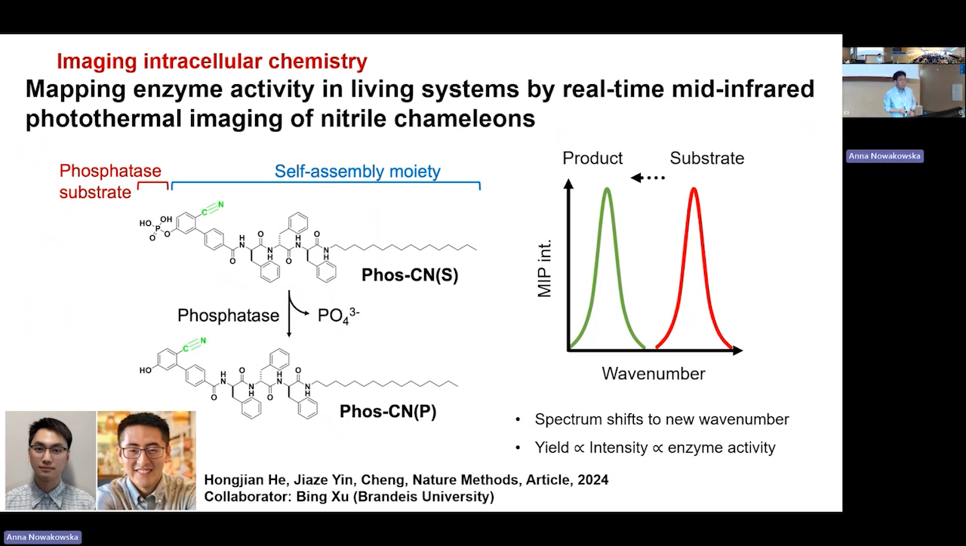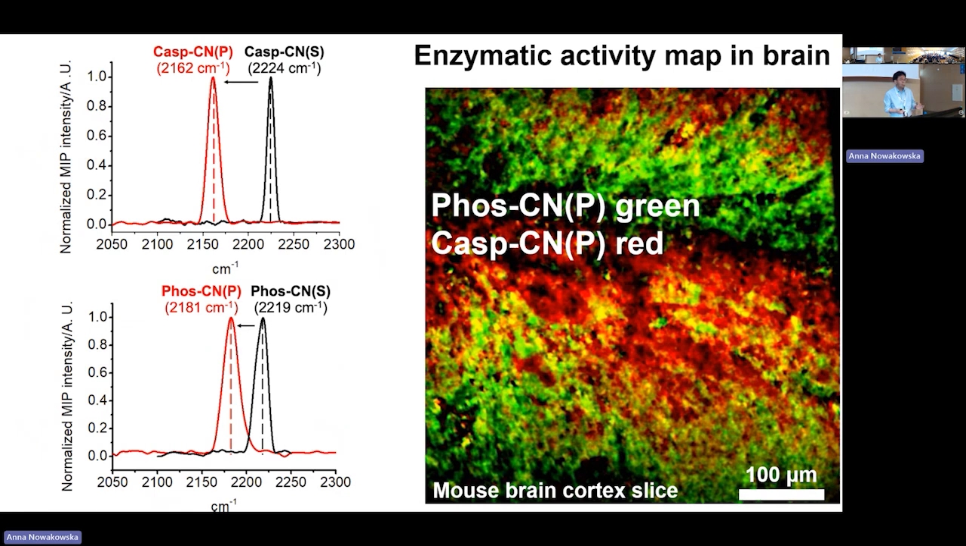So because the peak is narrow, you can do two colors. So we have made a probe for caspase and a probe for phosphatase. So we can study the interaction of two enzymes inside living cells. You can do this at the tissue level, in C. elegans as well. So this is the enzymatic activity map of phosphatase and caspase in the mouse brain tissue.